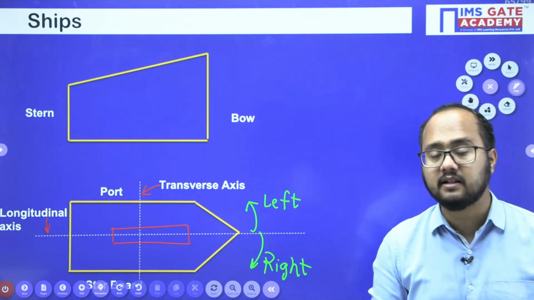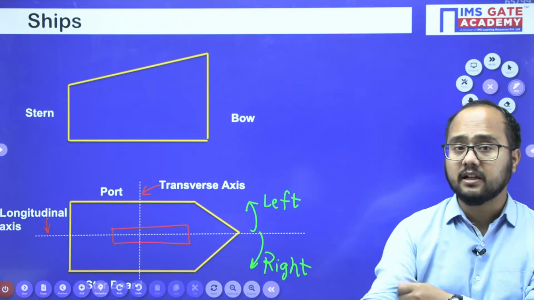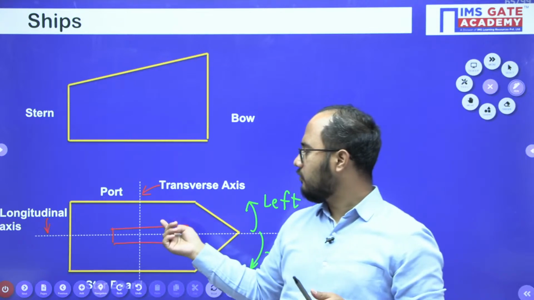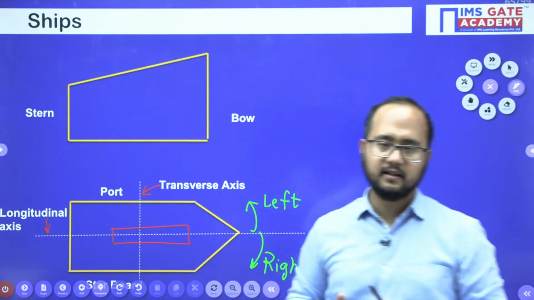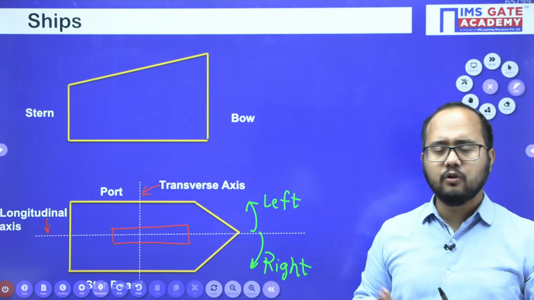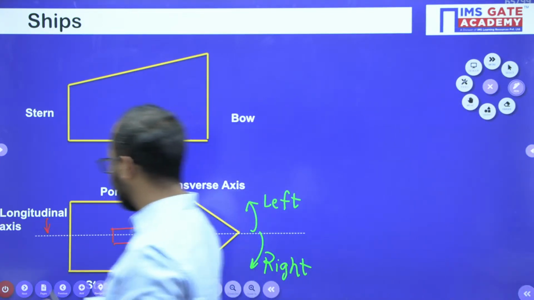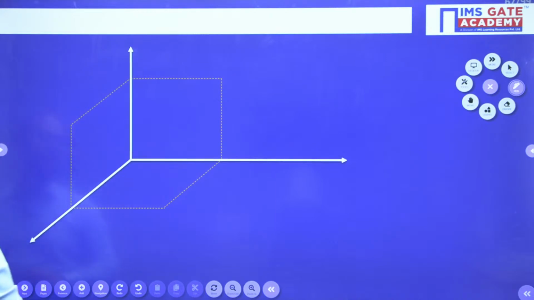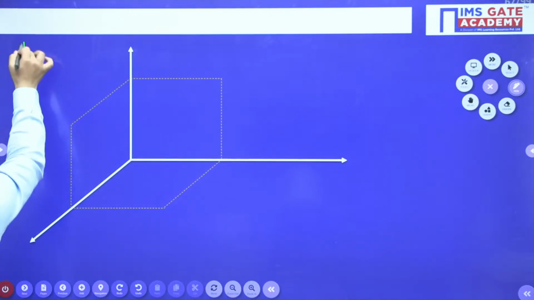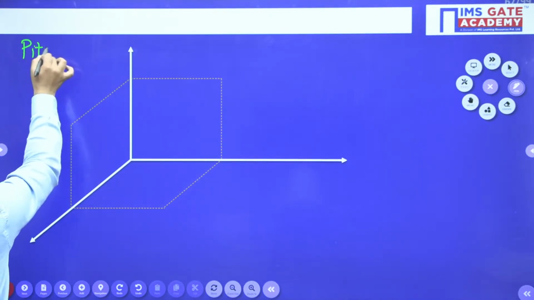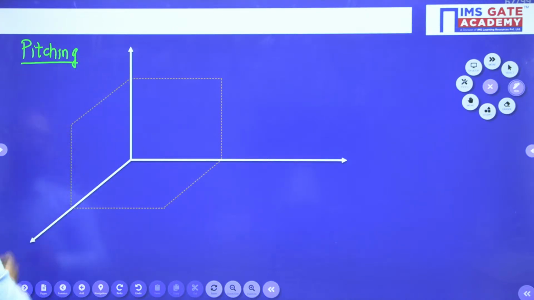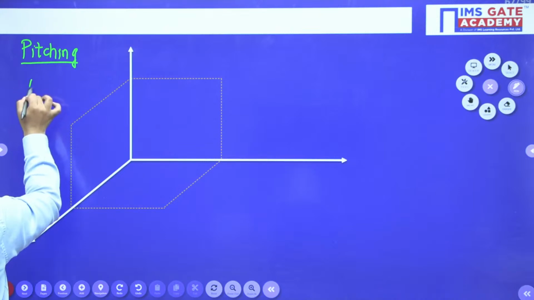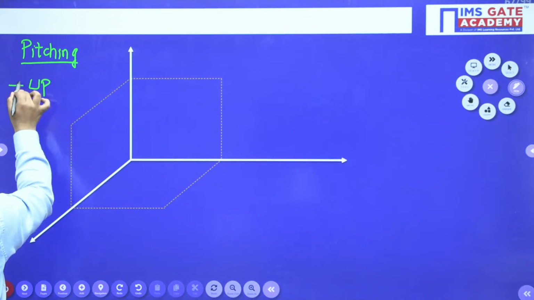Now we will discuss the case of pitching. Pitching basically means the angular motion with respect to the transverse axis. Either it will be pitching down or up, like that it will be there. So you can consider any case, right? It's your choice. So I am considering the pitching case. Let's suppose pitching up. Pitching up case I am saying.